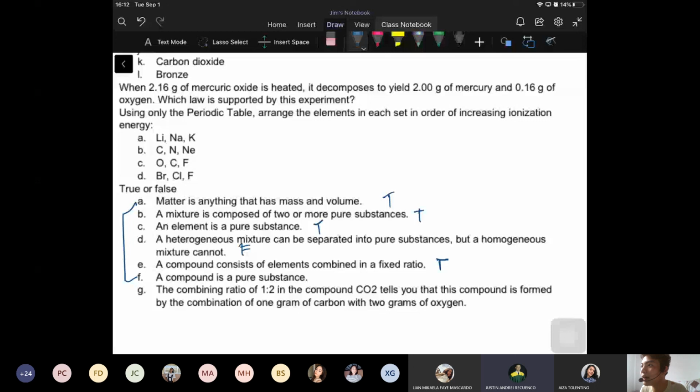A compound is a pure substance. False po. Because, ano po? Mixture po siya. Different elements po. Sige. Any ideas? Sige, si Brent. Kasi po yung pure substance po, yun po yung element.